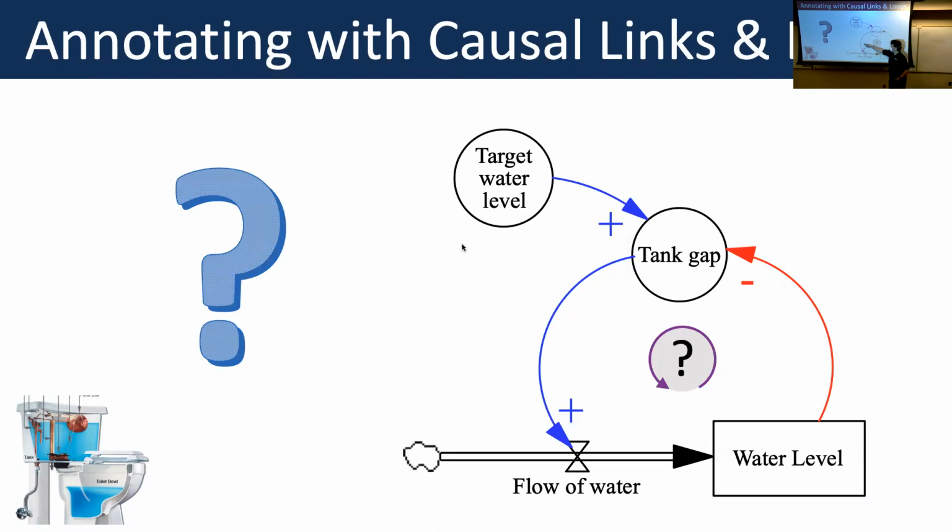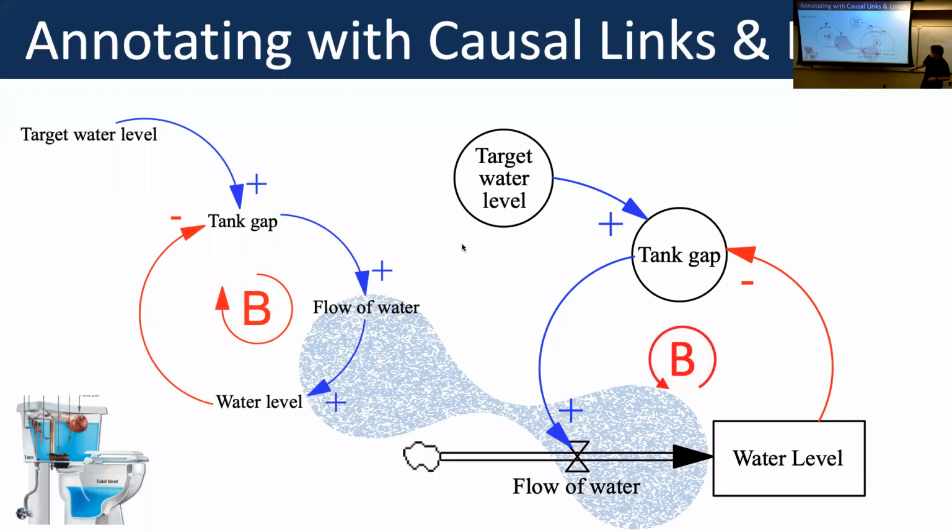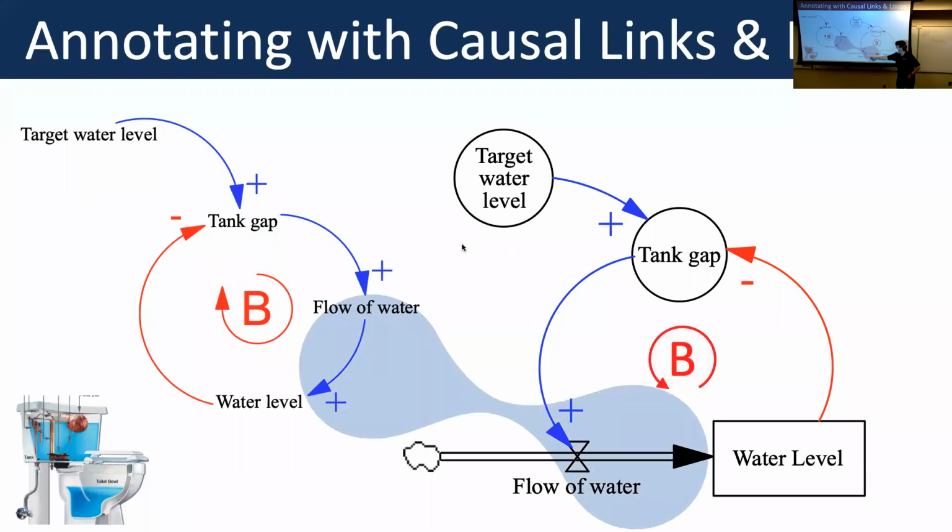Well, first we have to say, is this a loop? This is a loop because there is an implicit positive link from flow of water to water level, because it's an inflow. So there's a negative link to tank gap, a positive link to flow, a positive link to flow of water to water level, which is exactly this balancing diagram that I think I asked you to draw in assignment D2 even, right here. So I have to remember that that's there implicitly, and by remembering that, I can see there's only one negative link in this loop, and it's a balancing loop.